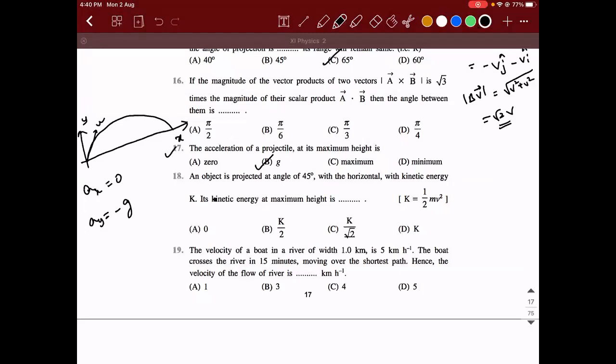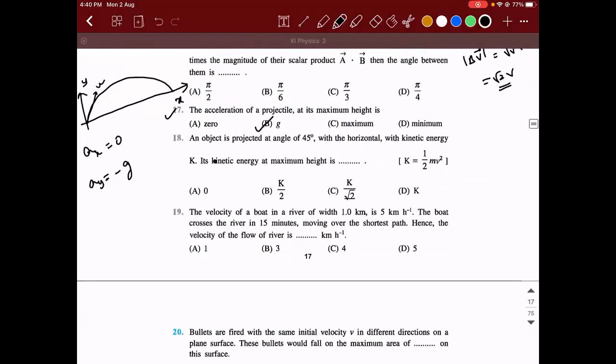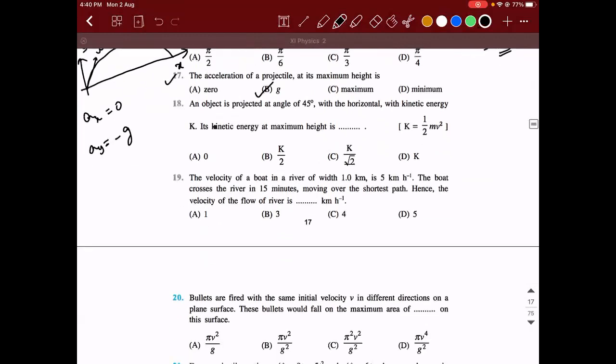Okay. So had they asked what is the acceleration of the projectile? See, for that matter, acceleration of the projectile at any point in its motion is g only. It's neither becoming maximum nor minimum, nor becoming zero. Sir, it should be minus g, right? No need. When they say acceleration, you can take it as magnitude. See, this minus sign depends on which direction you take as negative.